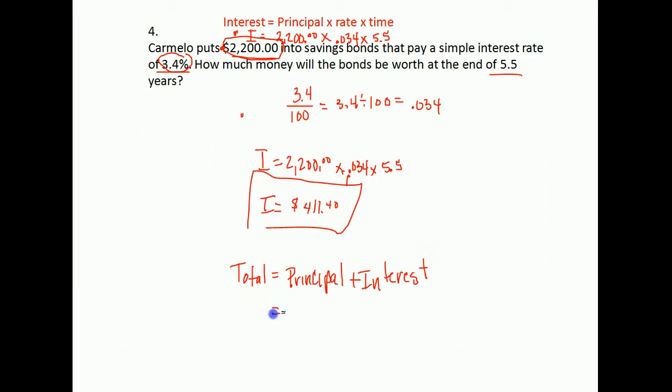So in this case, we started with $2,200. We earned interest of $411.40. Sorry, I just wrote a 4 instead of a 40. There we go. All we have to do is add those together and we'll know how much they are worth in total. They're worth a total of $2,611.40. Sorry, misspeaking all over the place here. Let me erase that and write it more clearly. Okay, so there we have it. The bond at the end of those years will be worth $2,611.40.